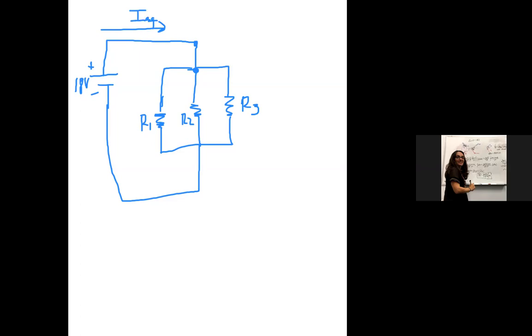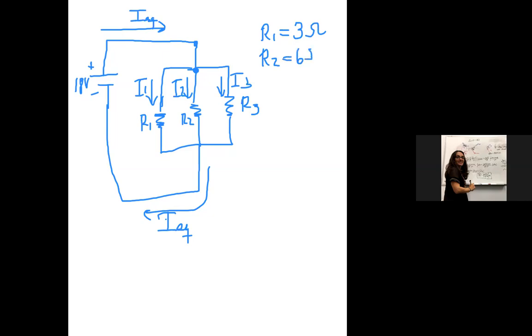But then we're going to split. I1 will flow through R1. I2 will flow through R2. And I3 will flow through R3 and then back to the equivalent. So our values for R1 is, let's see, oh, that was 3 ohms. For R2 is 6 ohms. And for R3 is 9 ohms.